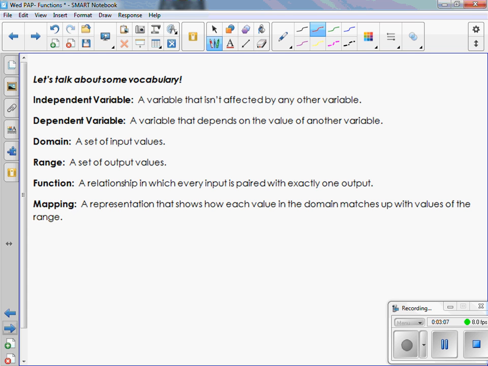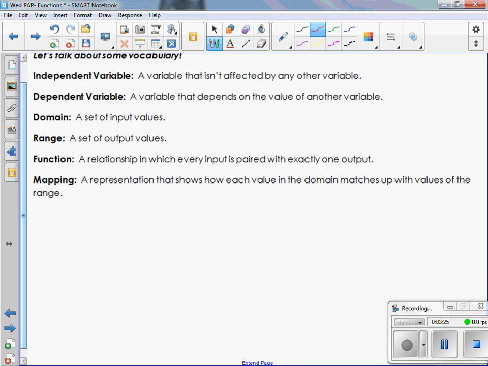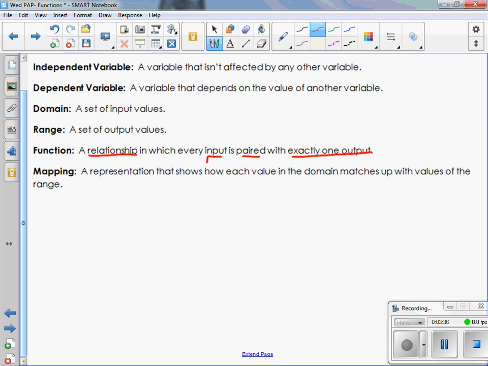The domain is a set of input values that goes into an equation or a function. The range is a set of output values. So when you put something into an equation, what comes out is your range. What goes in is your domain. So a function is a relationship in which every input is paired with exactly one output. And we'll show you what that means in a few minutes. A mapping is a representation that shows how each value in the domain matches up with values of the range. And yes, we'll practice this as well in a minute.